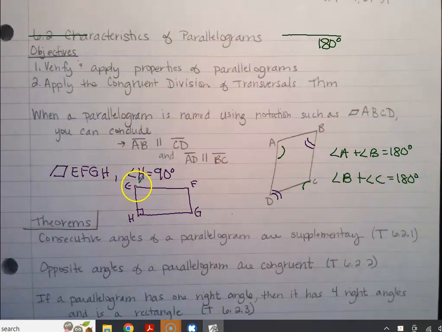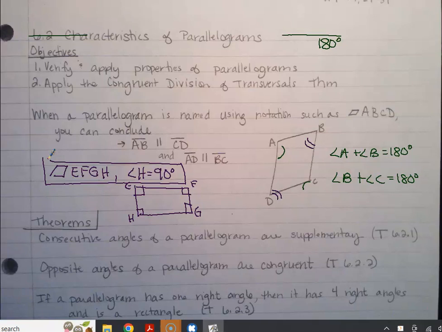Because H and E have to be supplementary, so they have to add to be 180. H and G are also supplementary, they have to add to be 180. Opposite angles are equal, so if this one's 90, this one has to be 90. But if this one's 90, to be at 180, this one's 90, and this one's 90. So if we're given that it's a parallelogram and an angle is 90 degrees, we can say it's actually a special parallelogram. It's a rectangle.